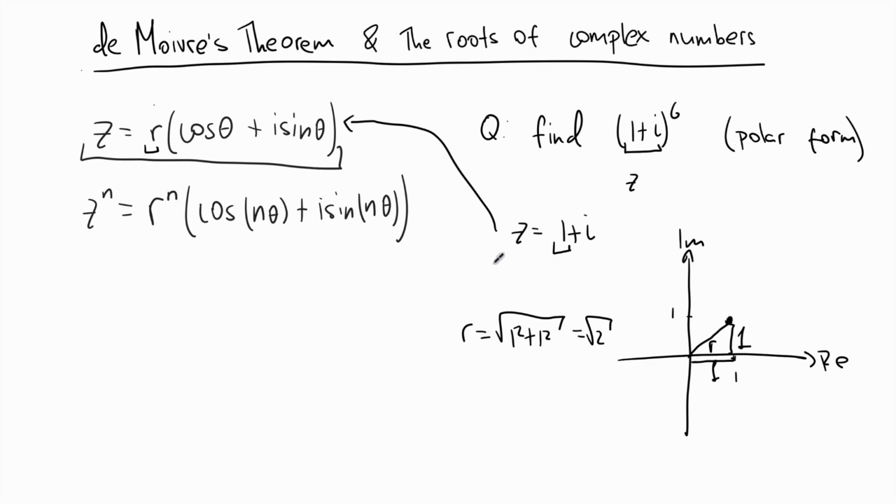Now, let's go ahead and write this down right over here. So our z is looking something like square root of 2 cosine theta plus i sine theta. But we don't know what theta is, so now let's try to find theta. Theta is actually the argument of our complex number.